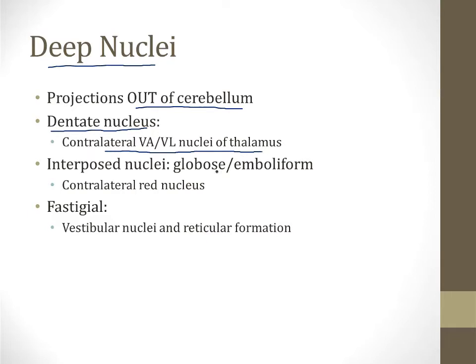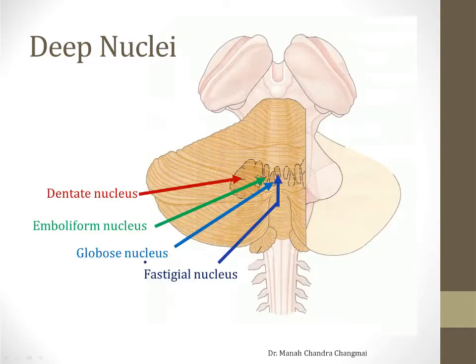The other nuclei include the interposed nuclei. There are two of these. One's called the globose nucleus, the other is called the emboliform. These project to the contralateral red nucleus. And then finally, there is the fastigial nucleus, which has projections that go to the vestibular nuclei and the reticular formation. And here's a drawing showing you how the four nuclei of the cerebellum are laid out in space.